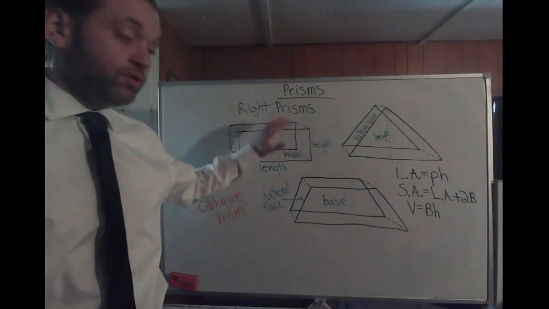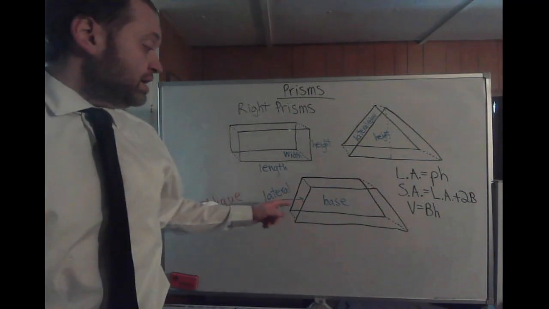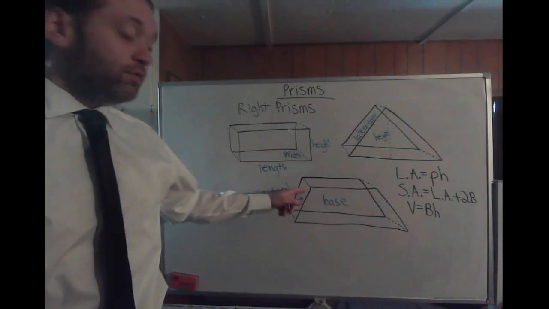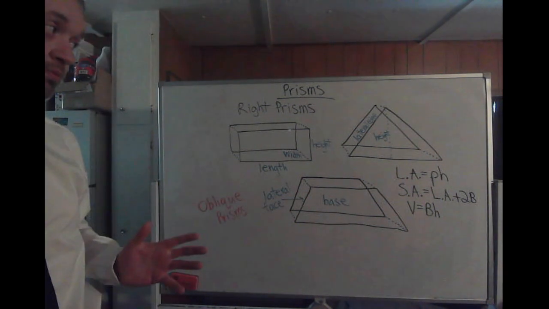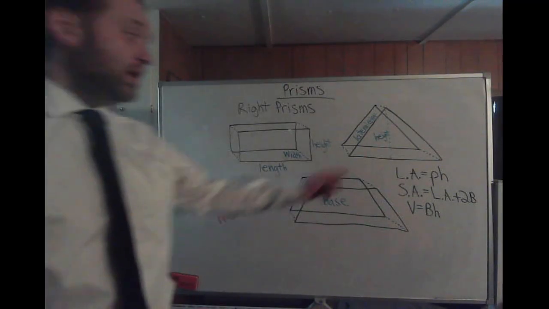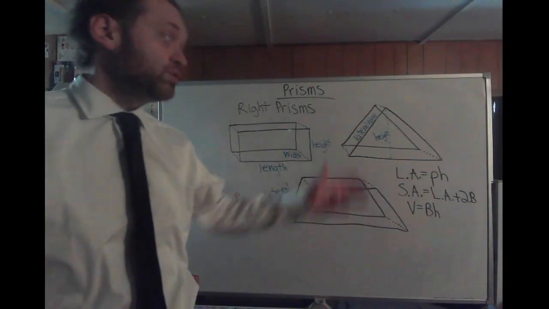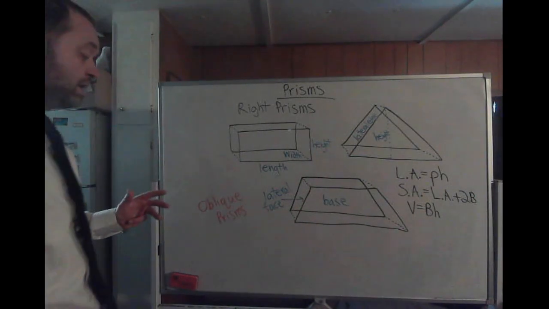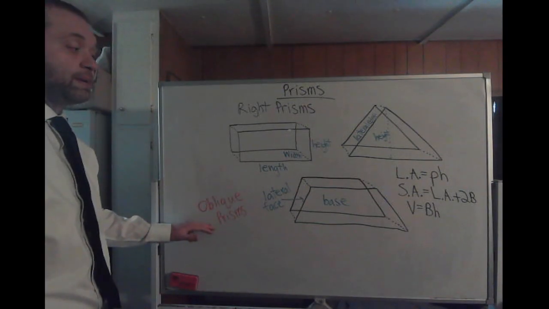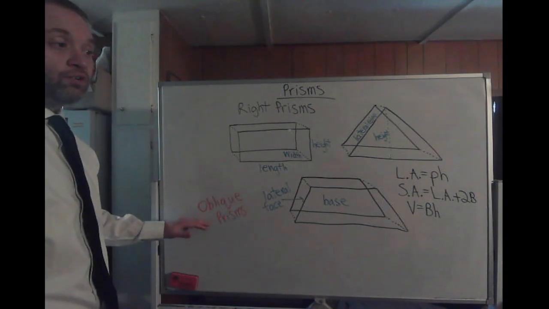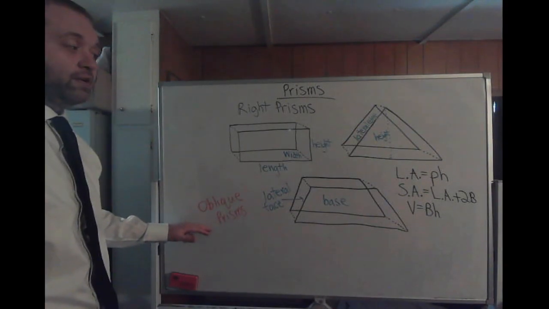And in a right prism, which is what we're going to be working with exclusively, the lateral faces are always rectangles, which make life a lot simpler. If you had a triangular prism, you would have three lateral faces, which would also be rectangles. Now, another type of prism called oblique prisms, that's where your lateral faces are just parallelograms but not rectangles.